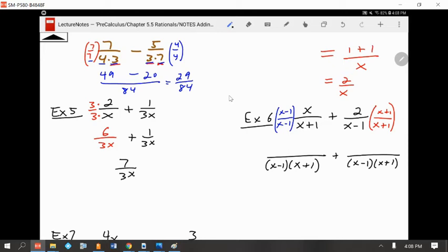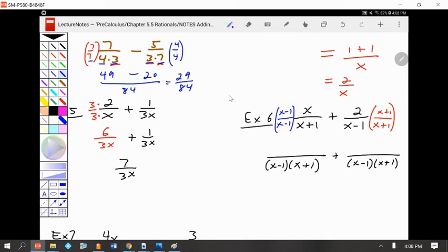Now on top, we are going to have to do some math. We are going to have to distribute x times x and x times -1 and get x squared minus x. And that's something that's kind of new and exciting. We haven't had to do a lot of that yet.